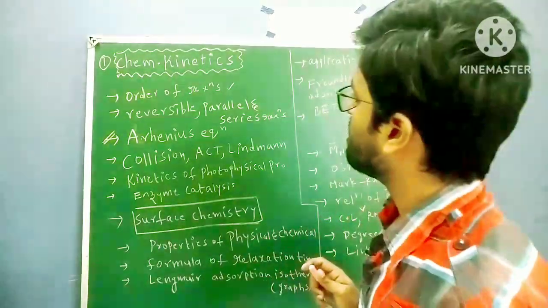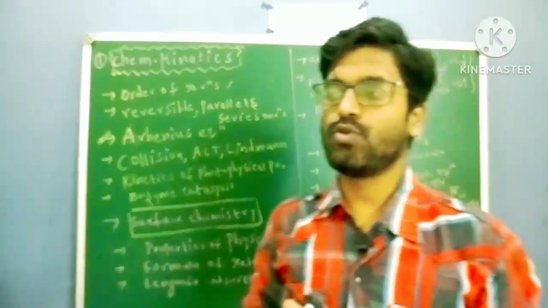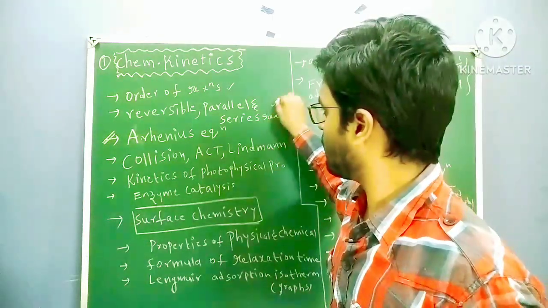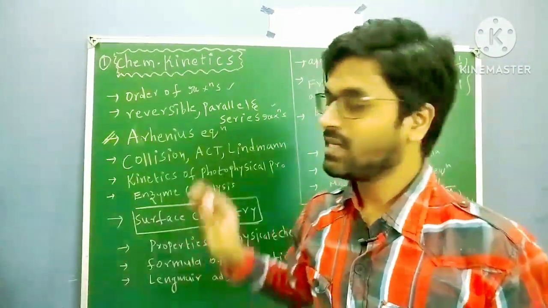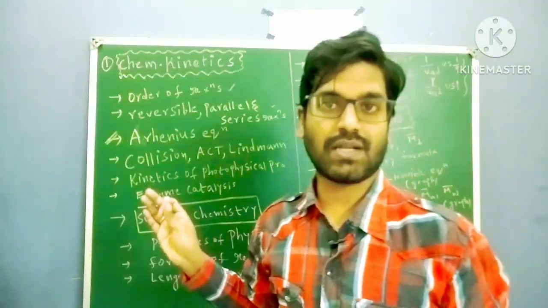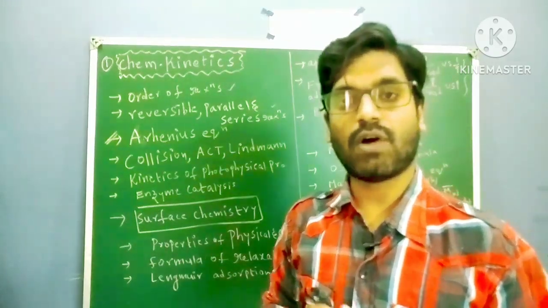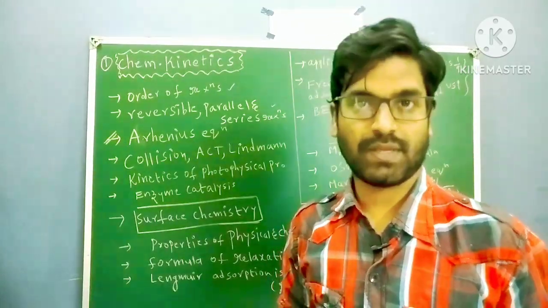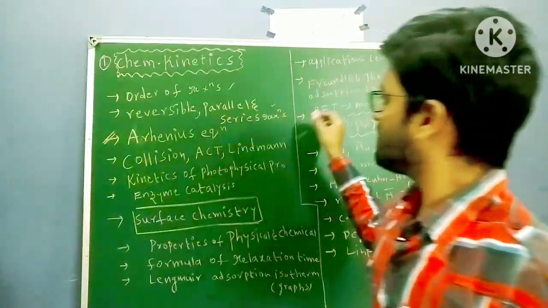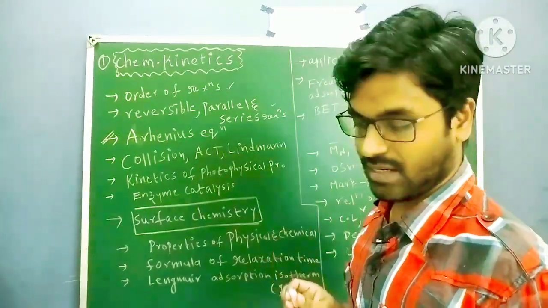Second thing, reversible, parallel and series reactions. What you have to do, simple, you don't need to focus on theory. For reversible, parallel and series reactions, just focus on formulas and previous year questions. For all chapters of physical chemistry, you have to focus on formulas only. Most probably just focus on formulas and do previous year questions more. Okay, that is more than enough. For reversible, parallel and series reactions also, you have to remember the formulas, they are more than enough.